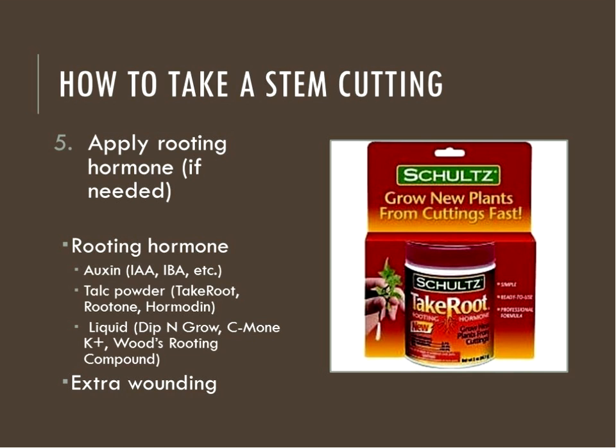They're all the same thing. They just have different percentages of auxin in them. All right, so talc powder, it's readily available. It's fairly inexpensive. It works really well on herbaceous stem cuttings and easy to root woody species.